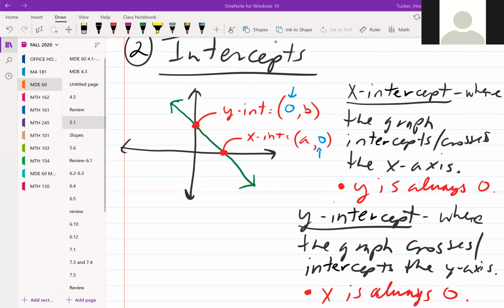What does that say after intercepts underneath x-intercept? Right here? It says crosses. I need to write that better. It says crosses. Yeah.